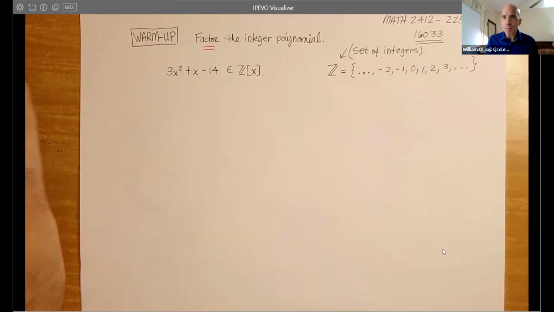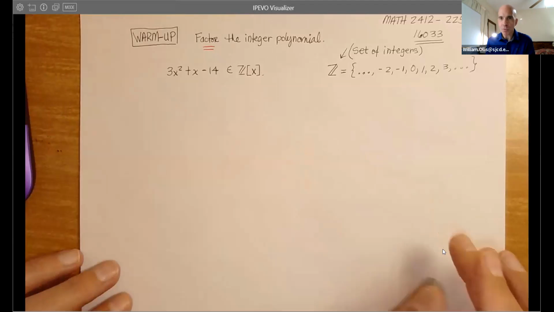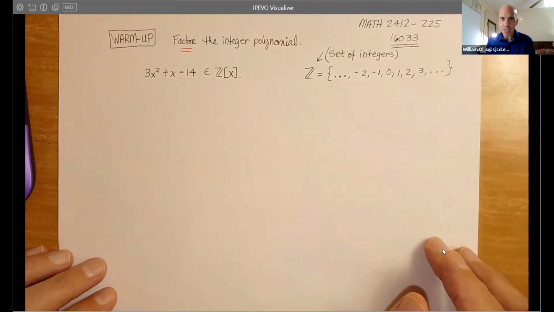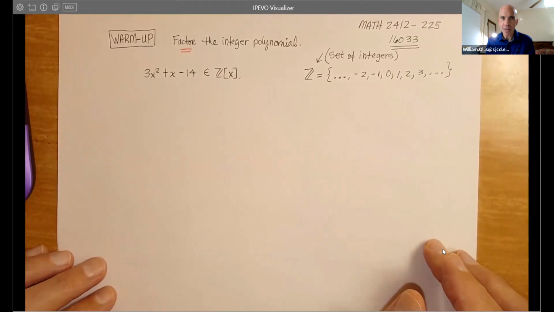While we're waiting for everybody to join the lecture, if you like, you can go ahead and work on this problem. We'll be doing a lot of algebra today, lots of review. So you can go ahead and think about this.